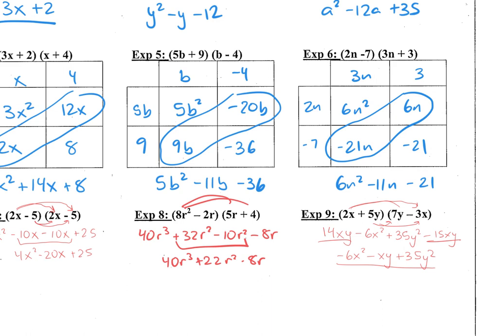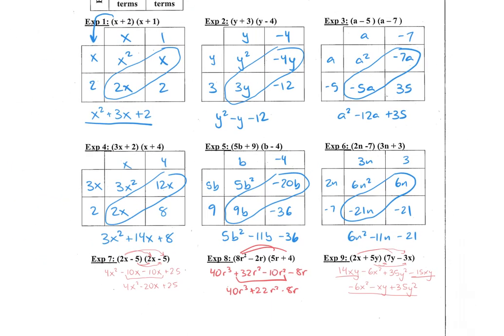And those are your answers. Notice how there's always going to be a like term somewhere. In number 8, they were right next to each other. In number 9, they were a little spread out. But these are the two ways you can multiply binomials or multiply polynomials.